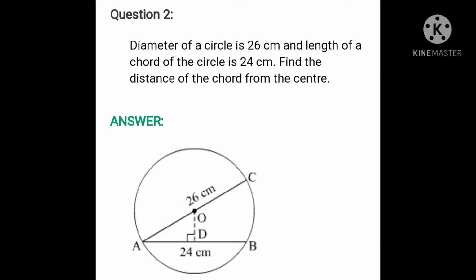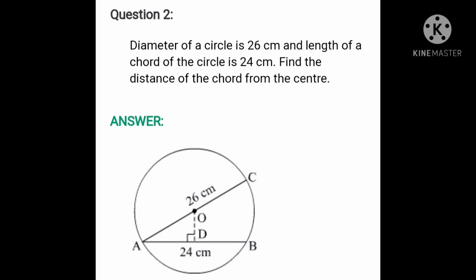Okay. All the questions of this practice set are similar, that means the solutions are the same. Just the name of the chord, the name of the radius, and the name of the center and perpendicular drawn from the center to the chord are going to change. You have to solve all the questions in a similar way. So in this question, draw the figure as per the instruction. The chord of the circle is 24 centimeter, so here the chord is AB, 24 centimeter. The distance of the chord from the center, that is OD, we have to find, and the diameter AC is 26 centimeter.